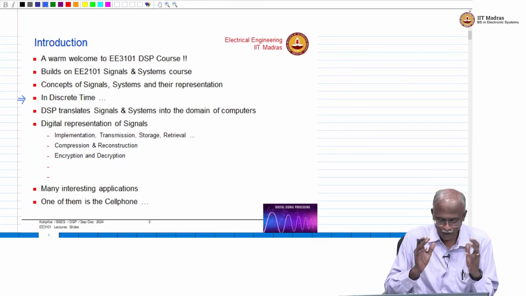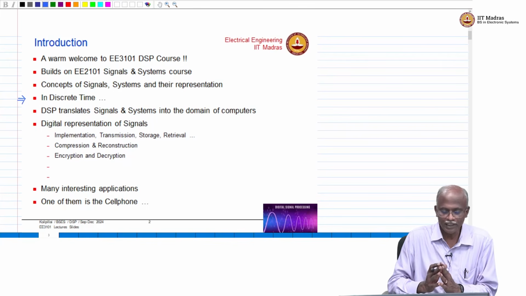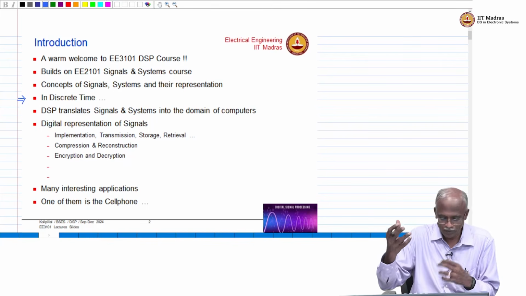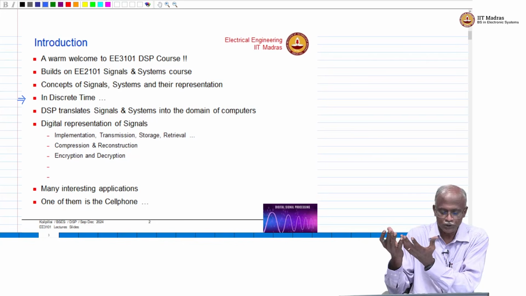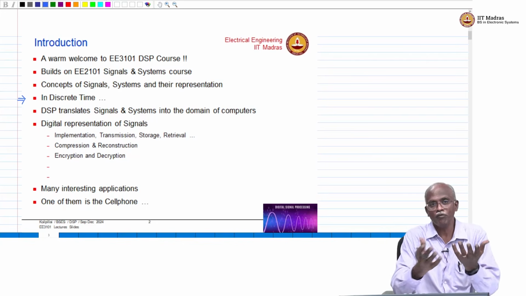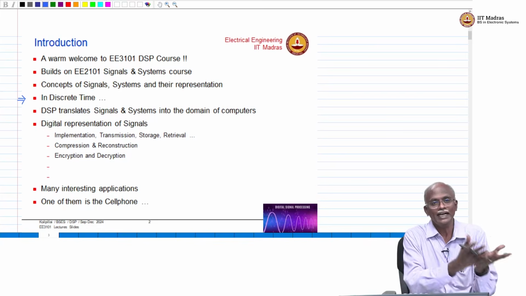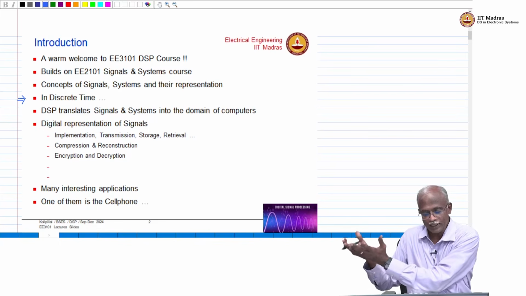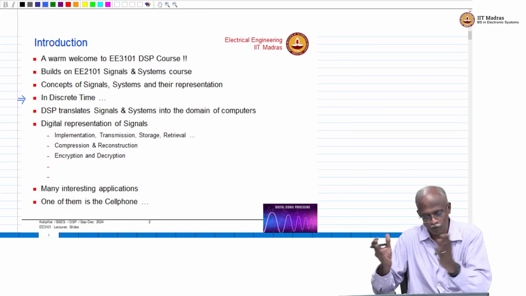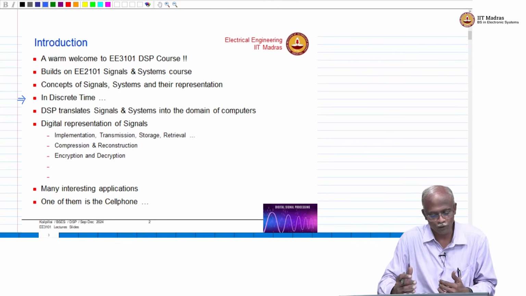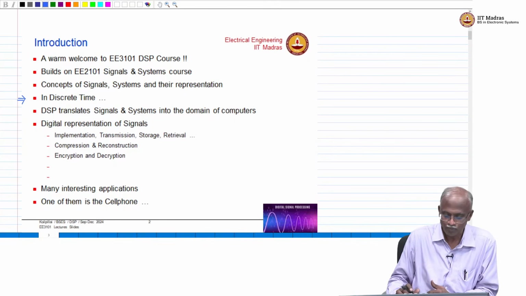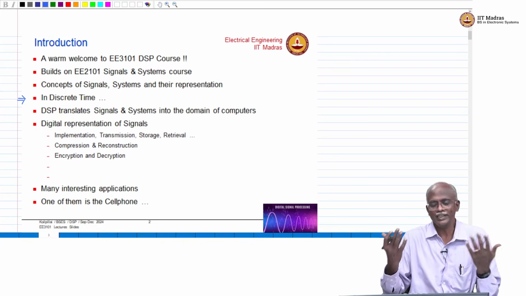If you were to say it in a nutshell, DSP is the tool that enables us to take signals and systems from the continuous time domain into a digital domain where we can then use computers for our study and for tools. So, it becomes a very powerful tool. Now, what all can you do with DSP?